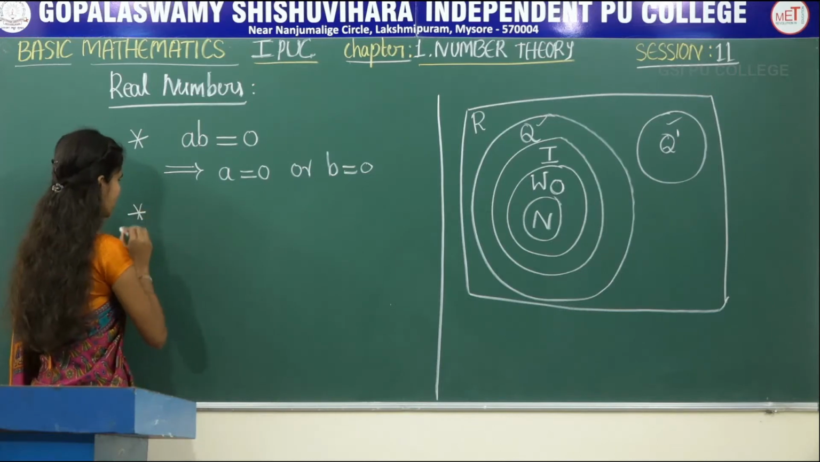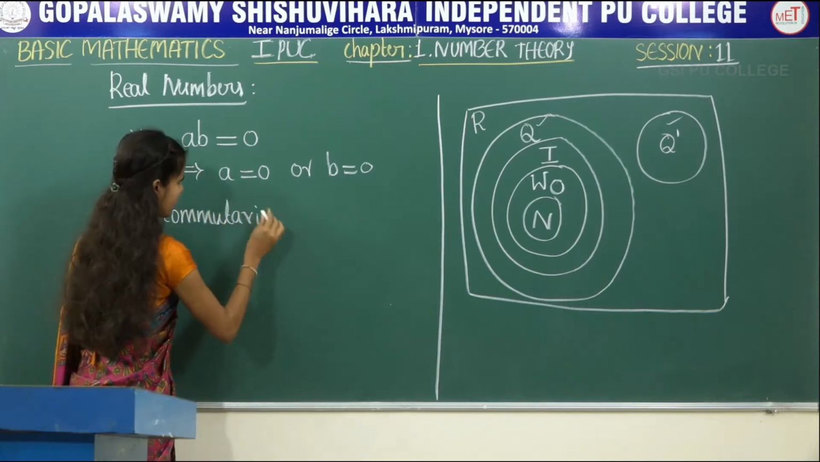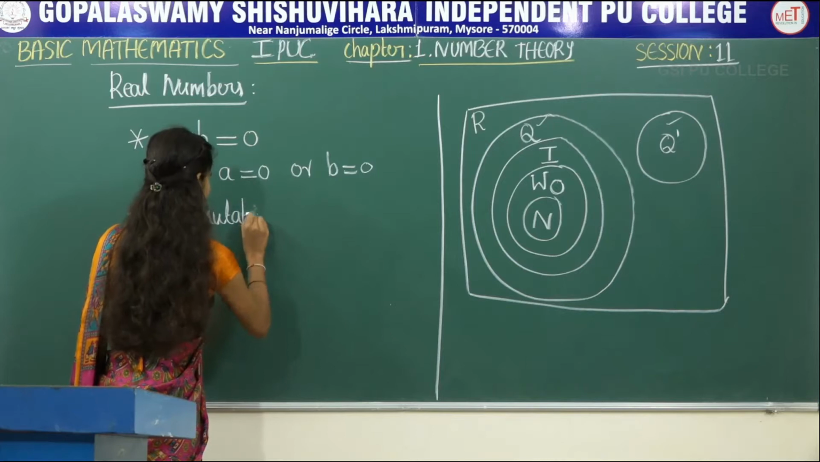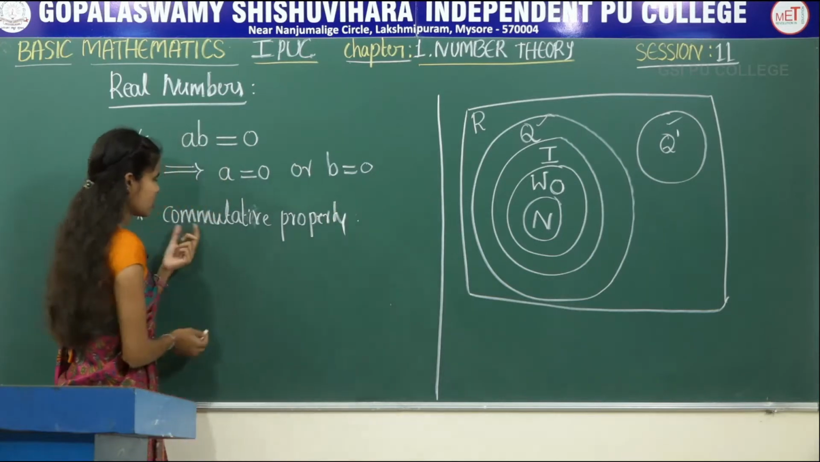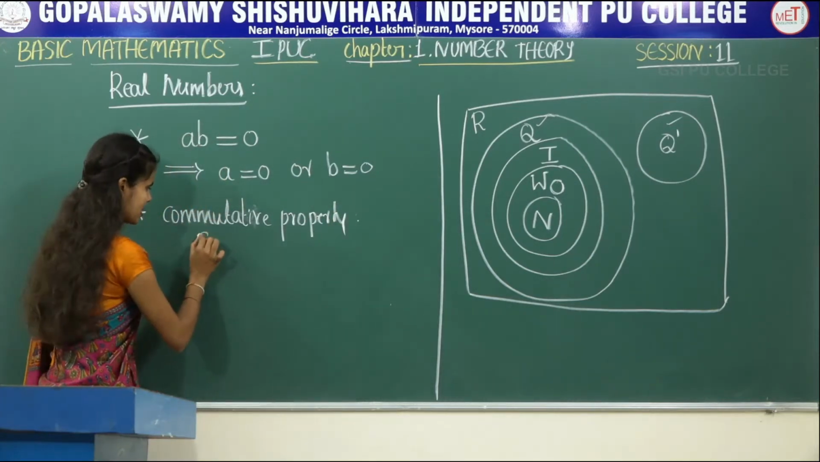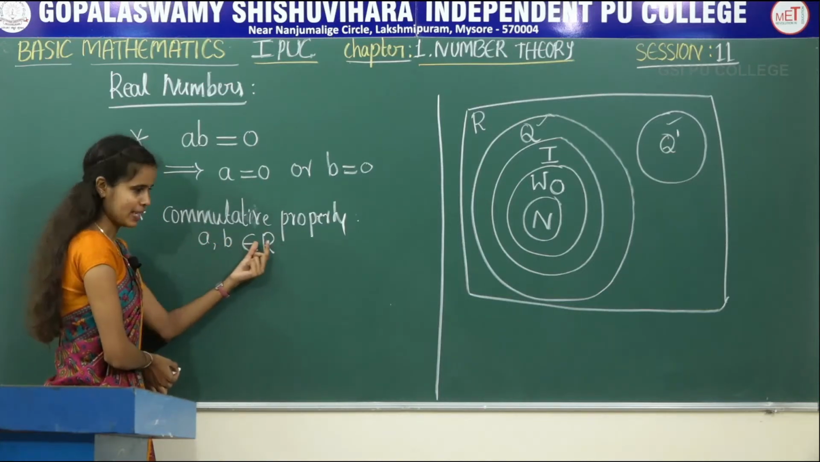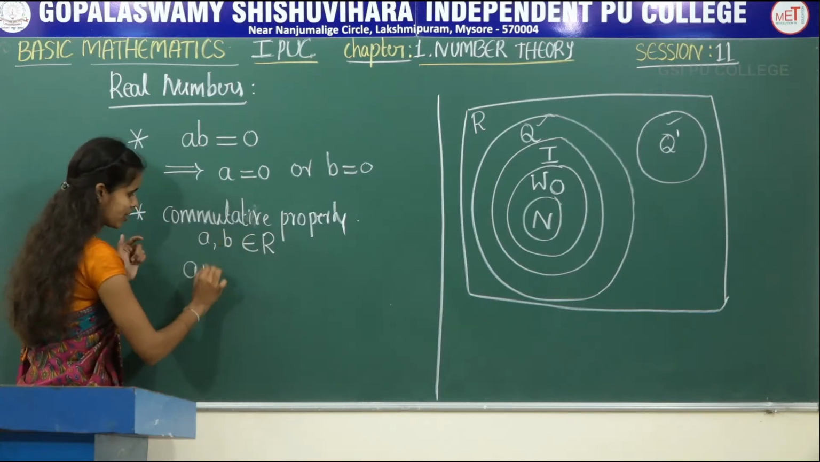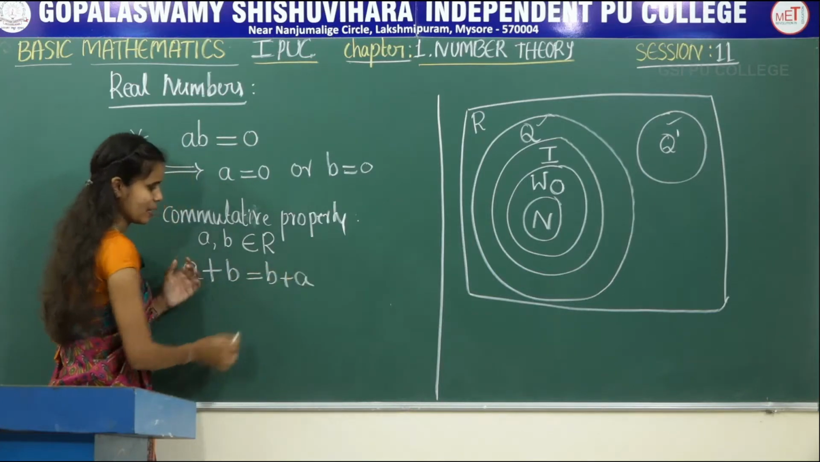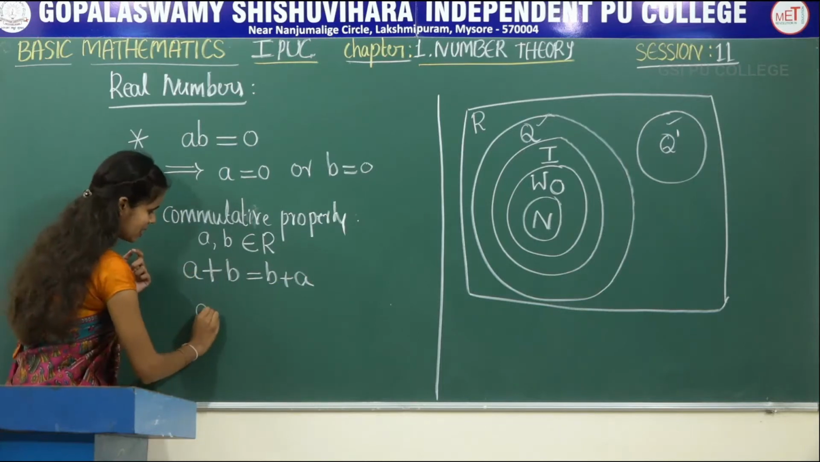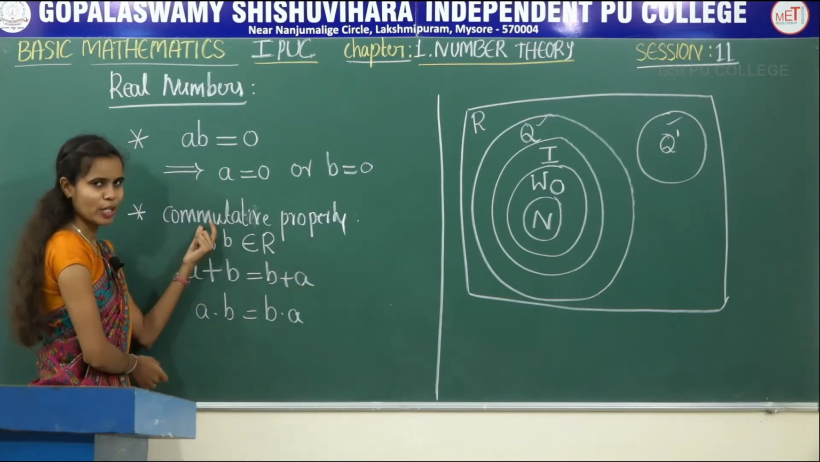The next property is the commutative property. For the commutative property, consider two real numbers a and b belonging to R, which states that a and b are real numbers. Then the commutative property under addition is a plus b is equal to b plus a. Similarly, a into b is equal to b into a. These two are called the commutative property.